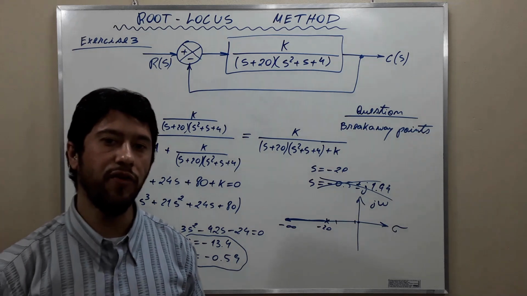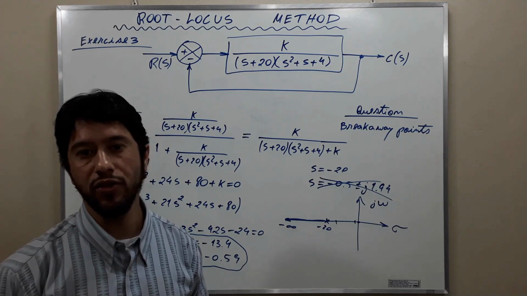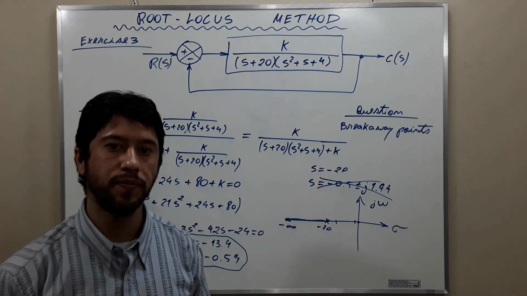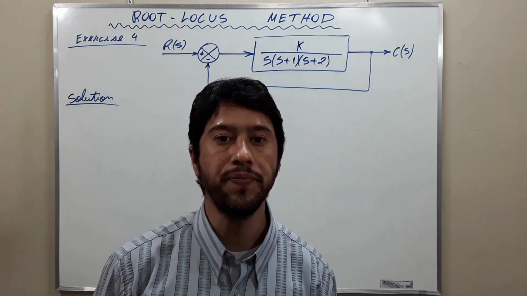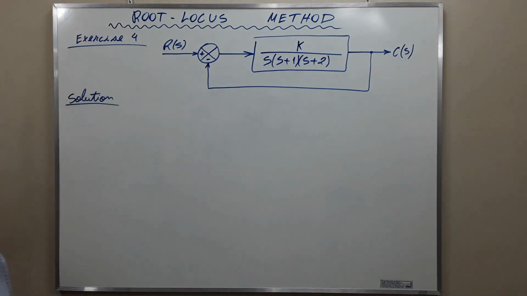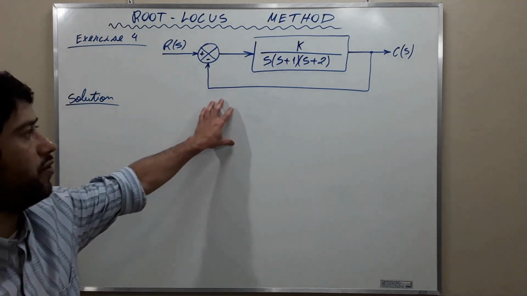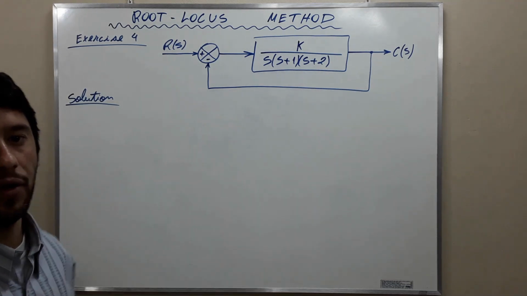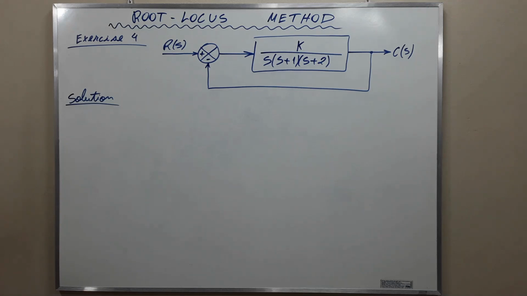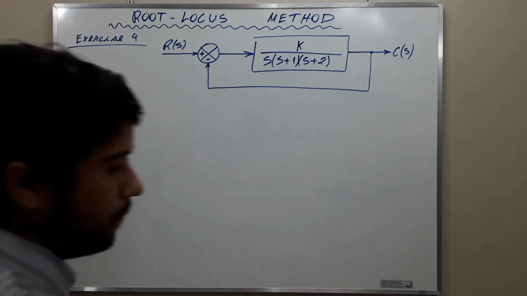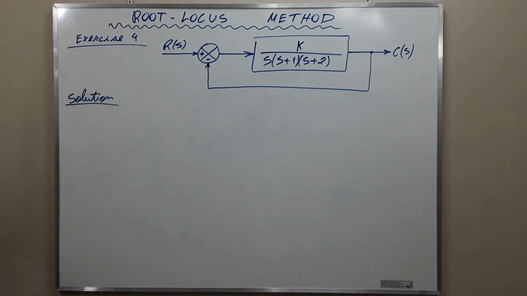Okay, my friends, this is everything for exercise 3. Let's go now to exercise 4. Exercise 4 wants us to draw the root locus plot of the system represented by this block diagram, and also wants us to determine the value of k such that the damping ratio zeta is 0.5 for a pair of dominant complex conjugate closed loop poles. Okay, my friends, this is the question. Let's solve it. Let's go to the solution.